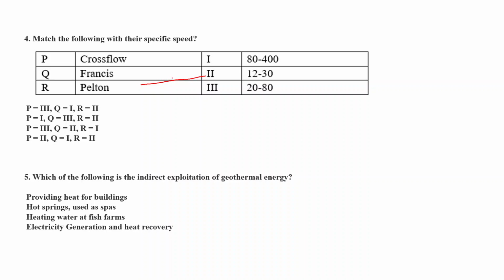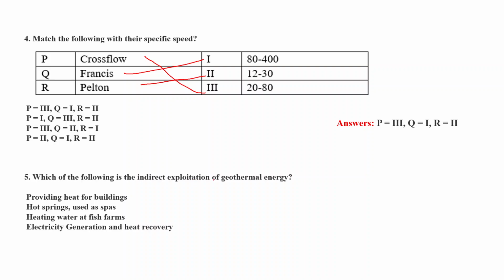Then after Pelton, it was Turgo, then Crossflow. So Crossflow after that is 2280. And then comes the Francis, which is the highest among these three. So it is basically P3, Q1, and R2. P3, Q1, R2. Is it clear? Yes, ma'am. Okay then.